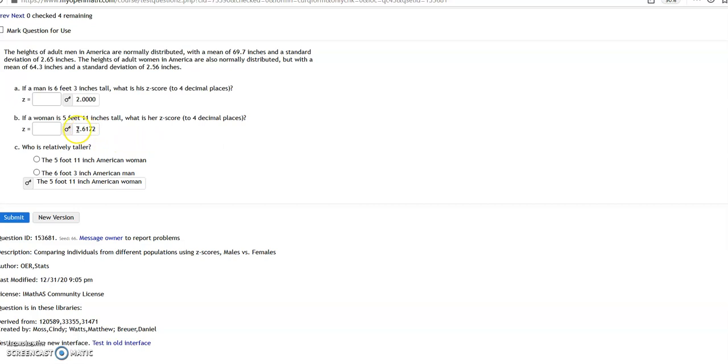So this woman is 2.6 standard deviations higher than the mean. This guy is 2 standard deviations higher than the mean. Relative to the rest of the people that she was compared against, she is relatively higher, because her z-score was higher. And remember, negative 1.5 is greater than negative 2. So if they were both negative, you would take whoever's closer to 0. If I got 2 z-scores, negative 1.5 and negative 2, I would choose the negative 1.5. Negative 1.5 is greater than negative 2.